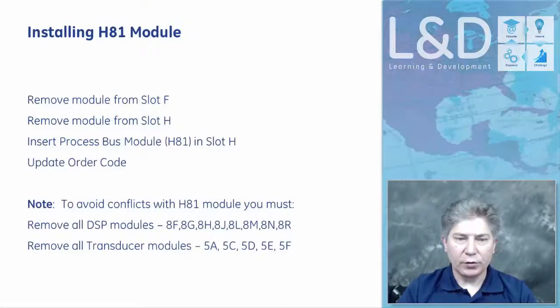This video will show you how to upgrade an existing hardwired UR relay to the UR using the brick. So the things that we're going to do is remove the card from slot F. We're going to move the module from slot H. We're going to insert the process module into slot H, the H81 card, and then I'll show you how to update the order code so that it reflects the new configuration.